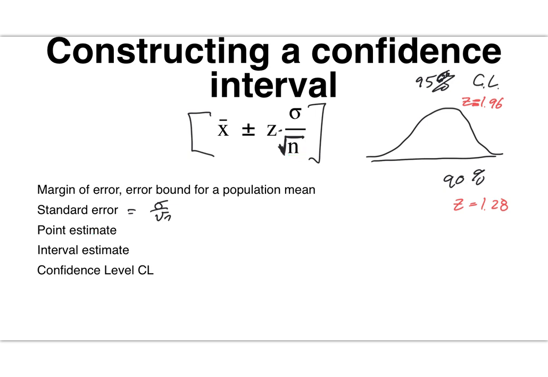The point estimate in my thing up here, that's my X bar. The interval estimate, that will be the whole thing that I get when I'm done. And I already talked about confidence level, that's whatever my confidence level is. And then these are the same thing, margin of error and the error bound for a population mean.